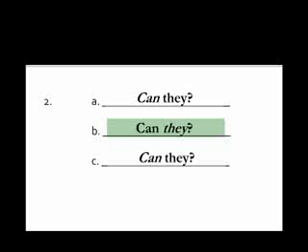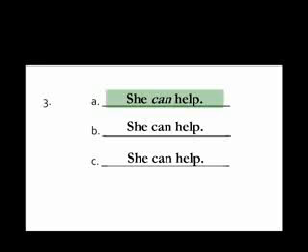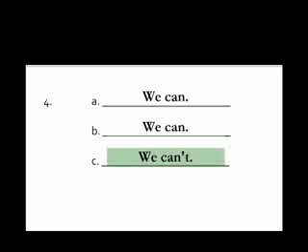The difference was in the stress. 3. She can help. She can help. She can help. I said, she can help. She can help. She can help. A was different. In A, I emphasized can. 4. We can. We can. We can't. I said, we can. We can. We can't. C was different.